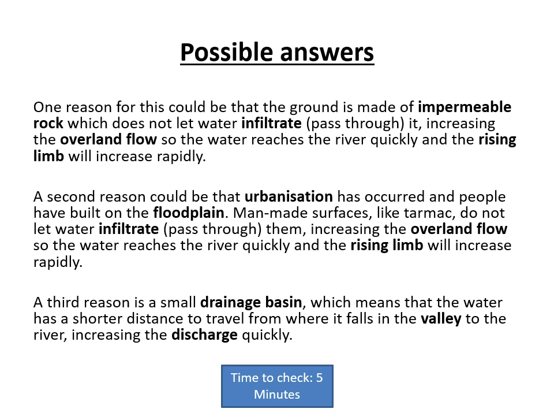Third reason, though, I went for something a bit different. A third reason is a small drainage basin, which means that the water has a shorter distance to travel from where it falls in the valley to the river, increasing the discharge quickly. I could have actually put something there as well to improve that, not just increasing the discharge quickly, but shortening the lag time. There's another way to link to the hydrograph. So I could put at the end there, increasing the discharge quickly and shortening the lag time.